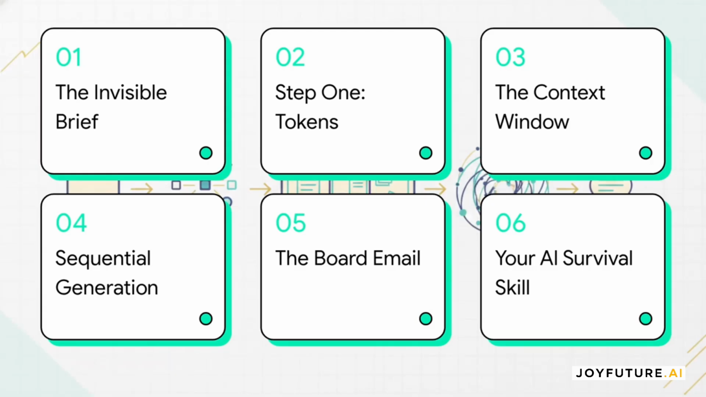Here is our roadmap for this explainer. We'll start with the invisible brief, then break down the process into 3 steps: tokens, the context window, and sequential generation. After that, we'll apply it all to a real-world case study about a board email. And finally, we'll wrap up with your ultimate AI survival skill.